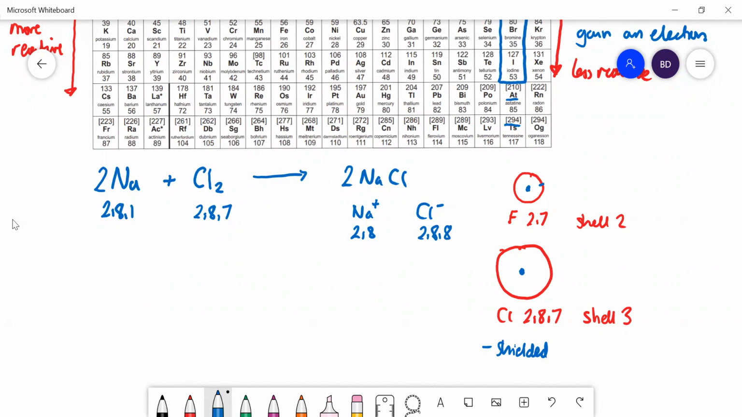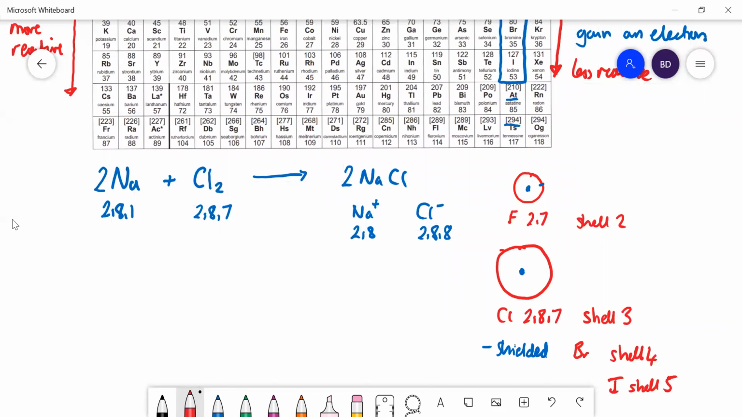And when you go to bromine, you won't write down the full electronic structure of bromine because you don't need to know it. It's a bit more complicated, but bromine is going to attract the electron into shell 4, and iodine will be into shell 5. So that is why they get less reactive as you go down the group. Right, that's in contrast, as we say, to the alkali metals.